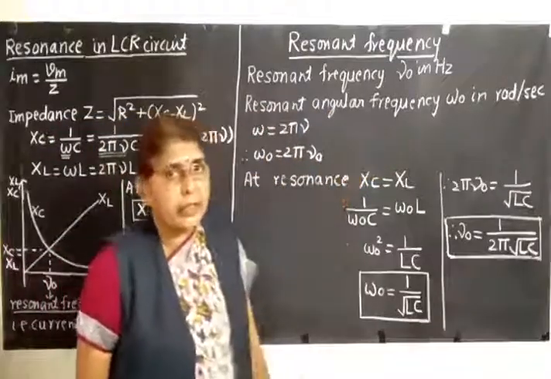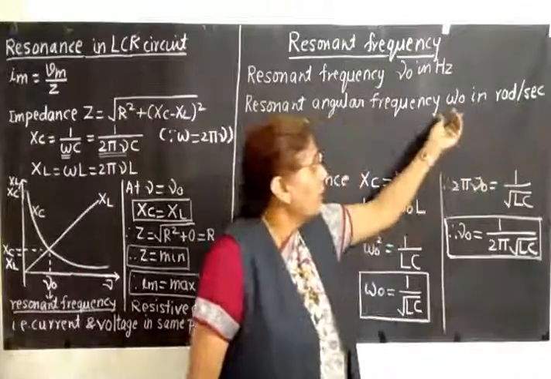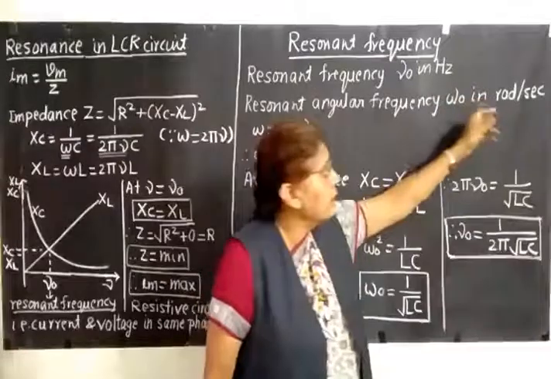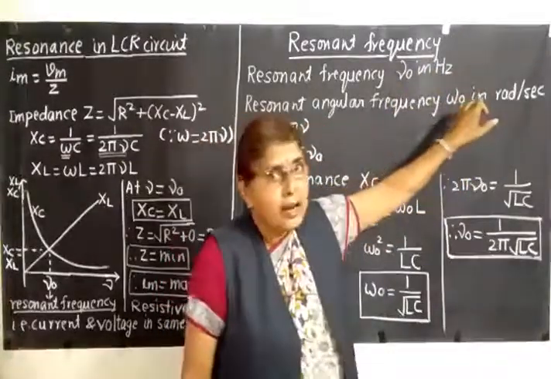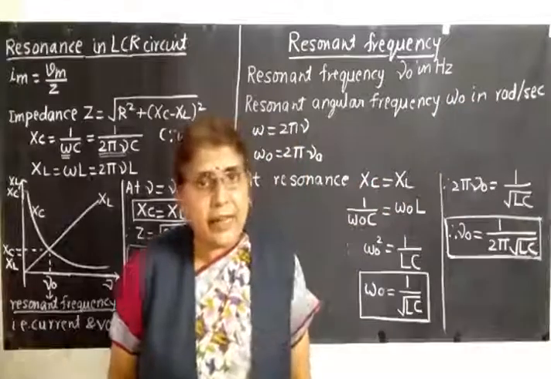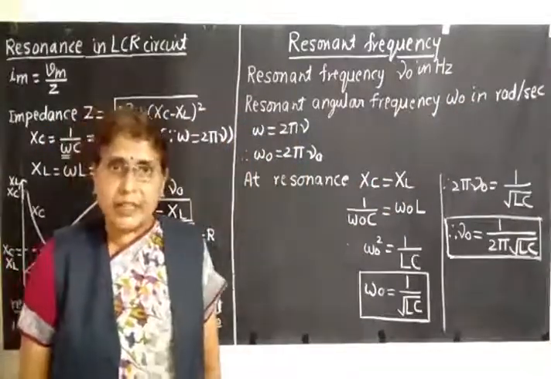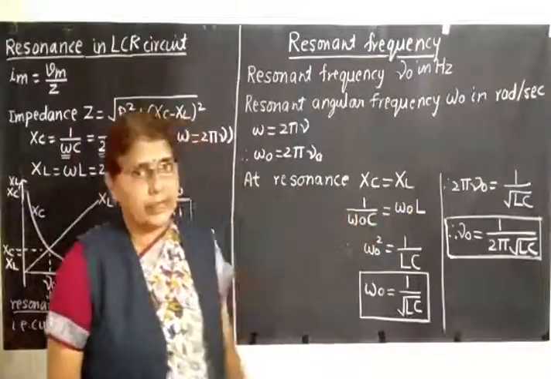And what will be the unit? Not same as hertz, it is radian per second. So when you express the resonant frequency as omega 0, its unit is radian per second, and if you express it as nu 0, it will be in hertz. Now we shall derive an expression for the resonant frequency. So we shall start with the condition itself. Very simple. Xc is equals to XL at resonance.